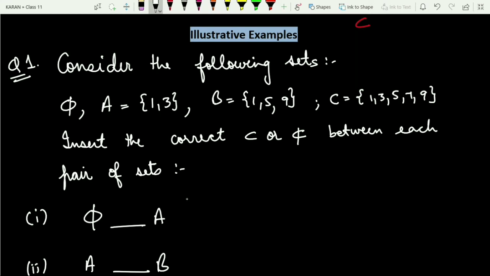So what will be the symbol that will come under this? Phi is contained in A or not? We know that every set is a subset of itself. So yes, phi will be contained in A.